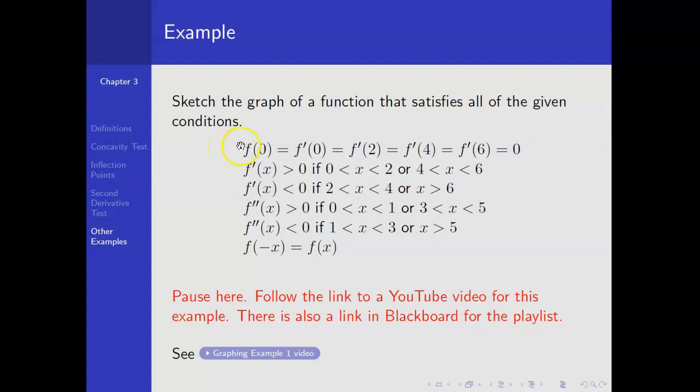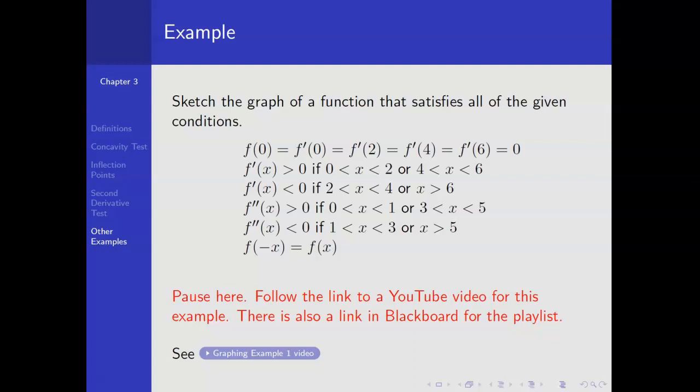I just want to highlight at the beginning, we've got two different things going on. The f of 0 equals 0 gives us a point on the graph. The f prime of 0, f prime of 2, f prime of 4, f prime of 6 equals 0. Those give us critical numbers. And then this last bit down here before we go to the video, f of negative x equals f of x. This is telling us that this is an even function, which means it is symmetric across the y-axis.